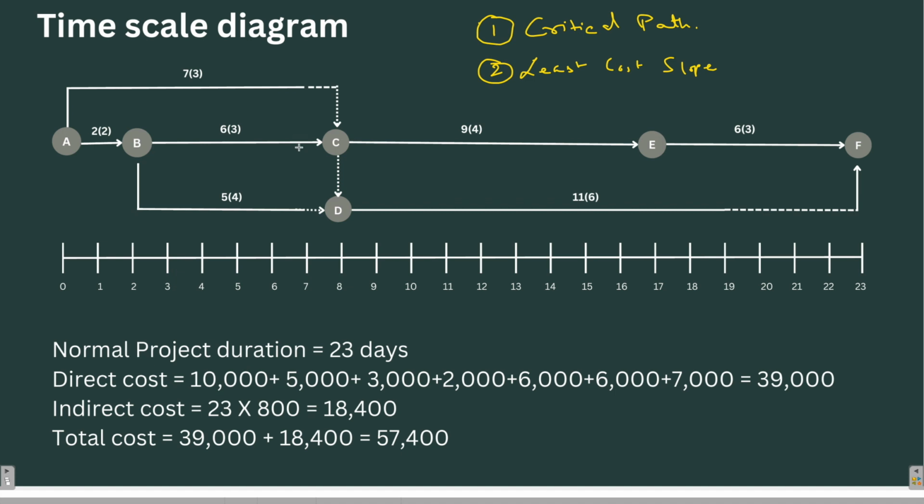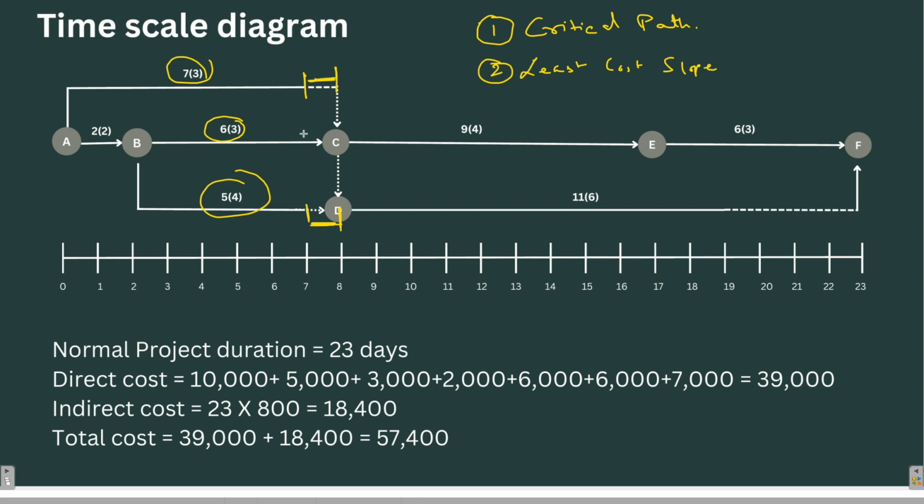Look here carefully. If I crash it for the first day, it will become 5 days, and meanwhile AC and BD, these two are parallel to BC, so these two will also get crashed. But these two activities, AC and BD, have a float of 1 day. That means extra time. It will not cost extra if I reduce 1 day for these activities, right? This is the extra time.